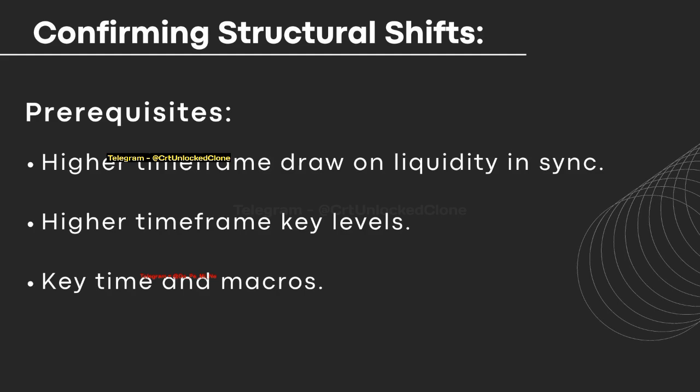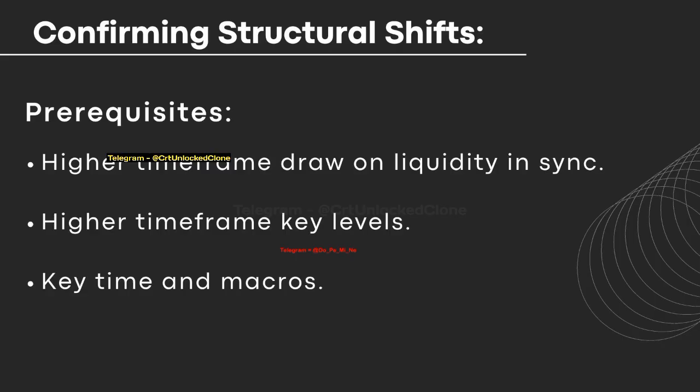The main important prerequisites for structural shifts are the following. First of all, you need to be in line and in sync with the higher time frame drawn liquidity, and you must never trade against it. That's what you need to remember first of all. Another thing is that you would only be finding structural shifts if they occur at a higher time frame key level. Write that down. If they haven't formed at a higher time frame key level, then don't classify that as a correct one, because a higher time frame key level is a must for this concept.